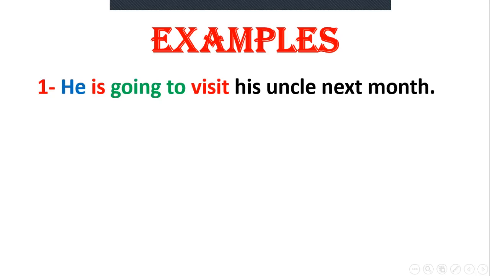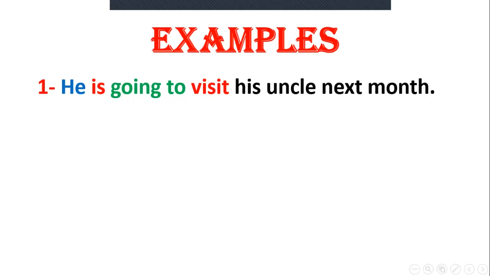I can't say he is going to visiting. No, it's wrong. He is going to visited, it's wrong also, because after going to, we must use verb in infinitive. Don't forget: before going to, use verb to be, and after going to, you must use verb in infinitive.